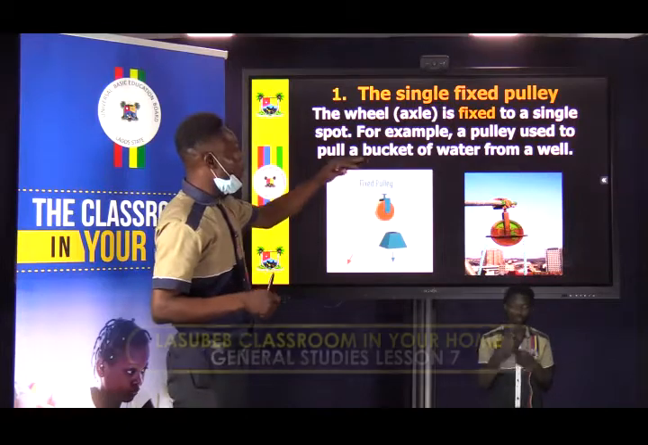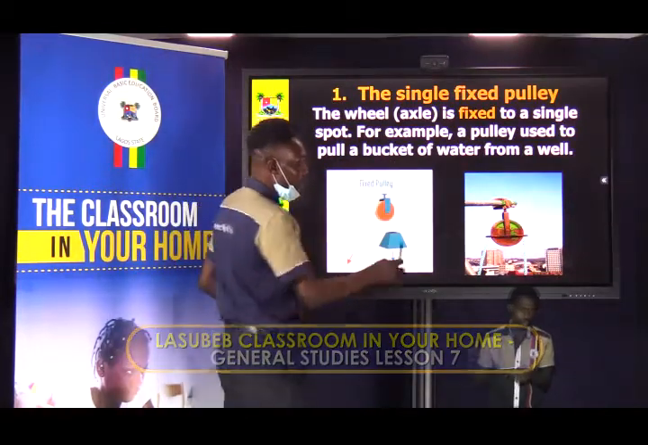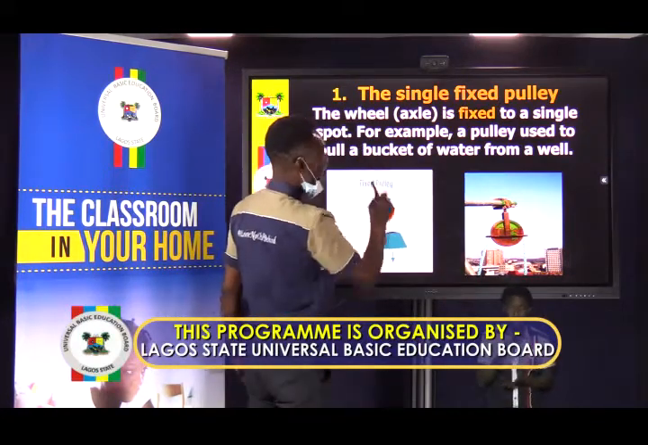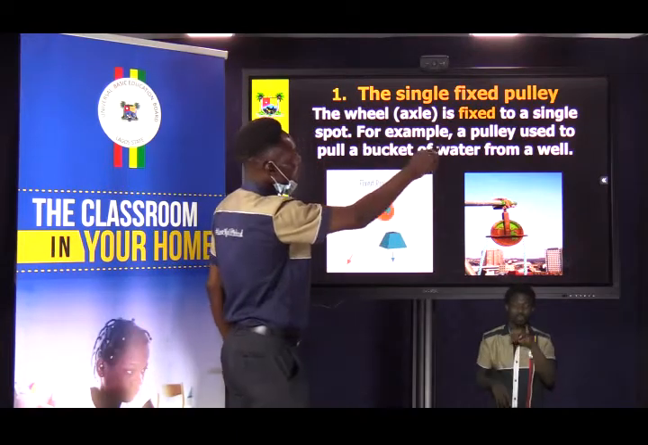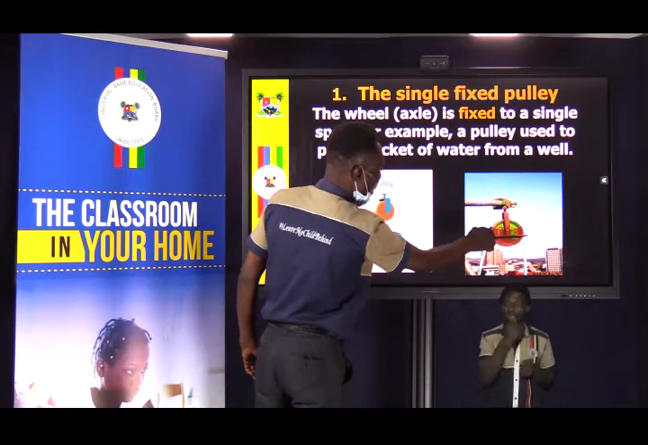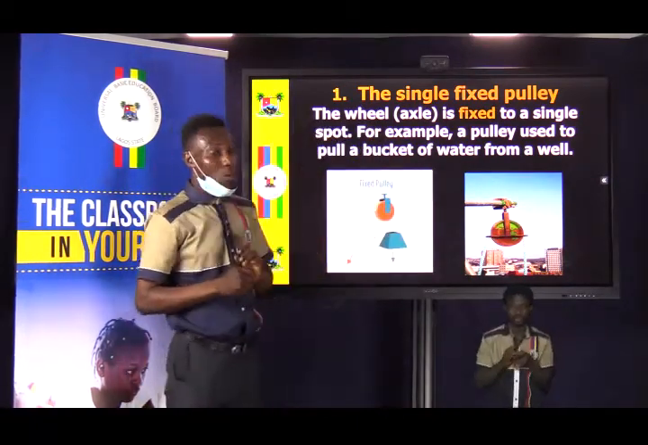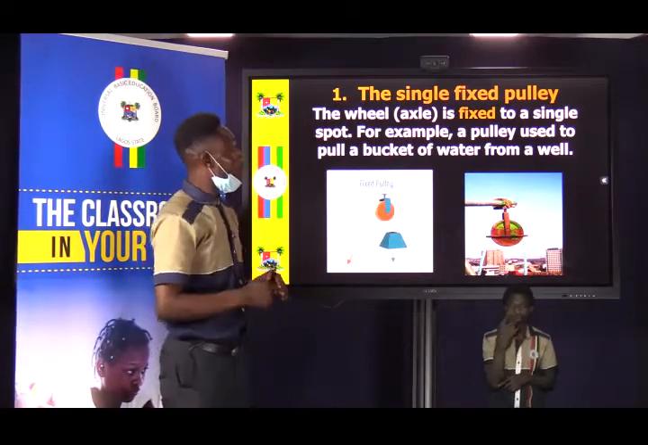For example, a pulley is used to pull a bucket of water from a well. The one we use in drawing water from a well is an example of a single fixed pulley, because the wheel is fixed to a single spot. This is the single spot, and this is the wheel. So you can just attach it to a single spot. That's a single fixed pulley, one of the types of pulley.